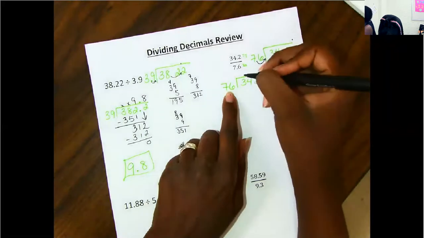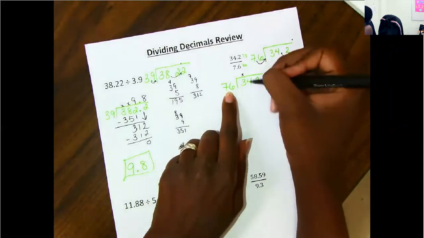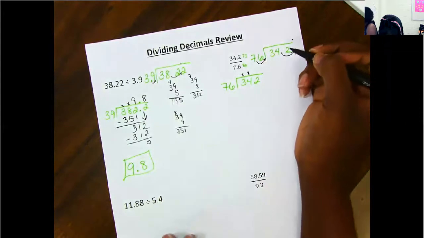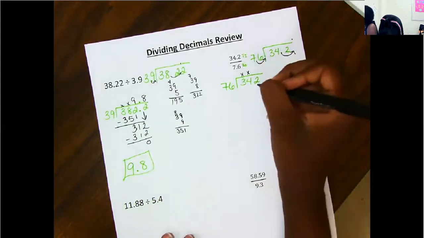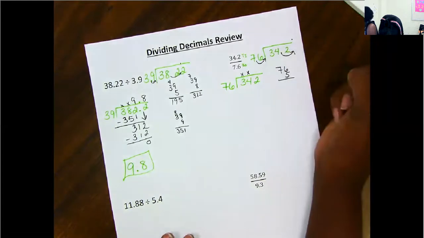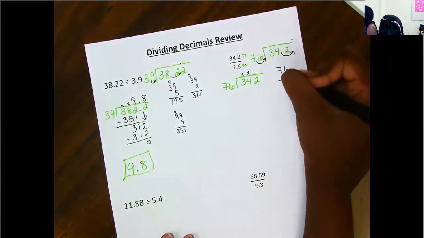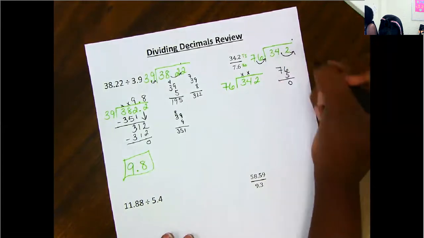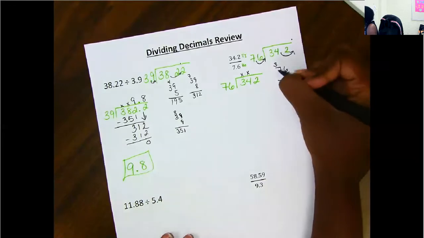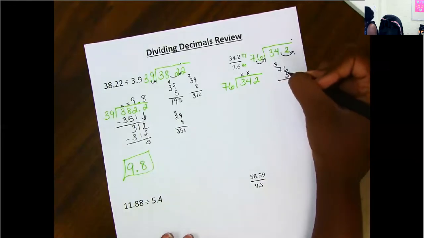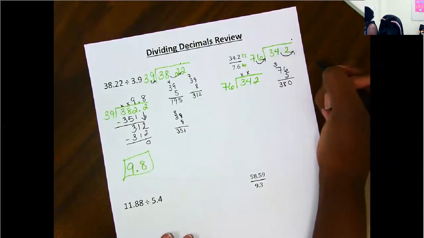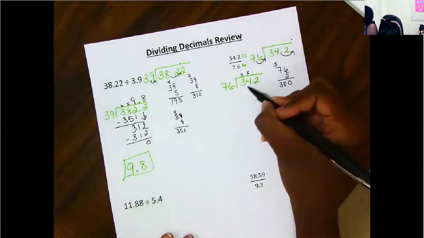76 will not go into 3. 76 will not go into 34. So we're starting at 342. Again, that's a pretty big number, so let's start with 5. 76 times 5. So I have 6 times 5, which is 30. Carry our 3. 5 times 7 is 35, plus our 3 is 38. Okay, we went over.